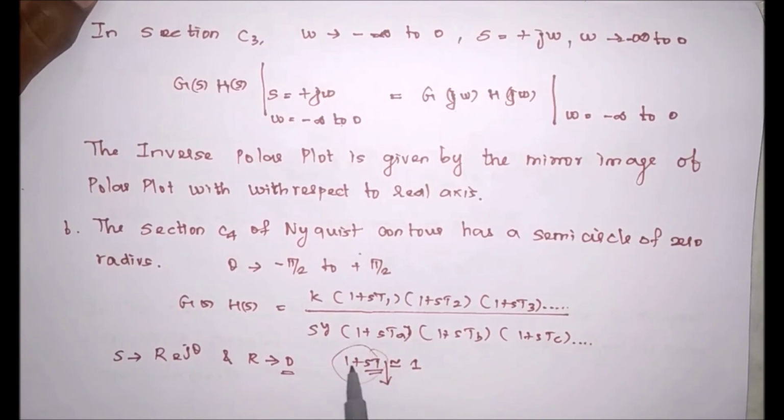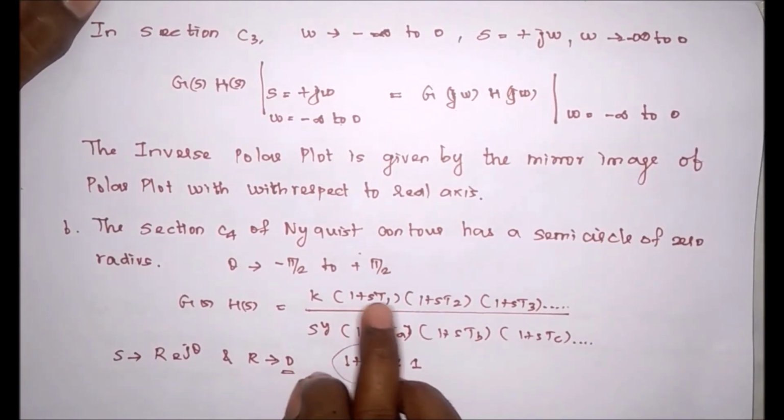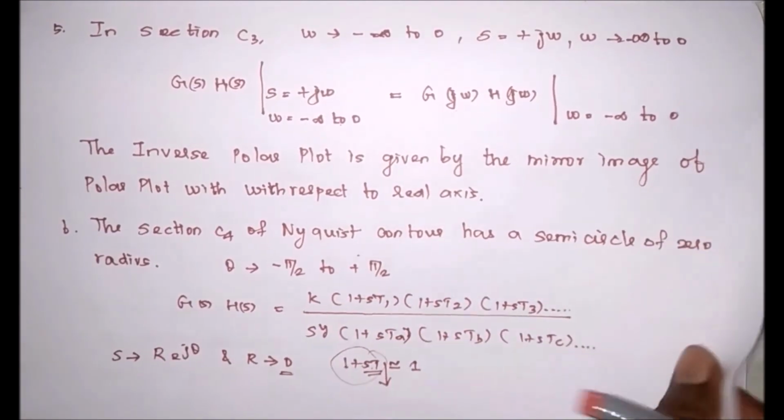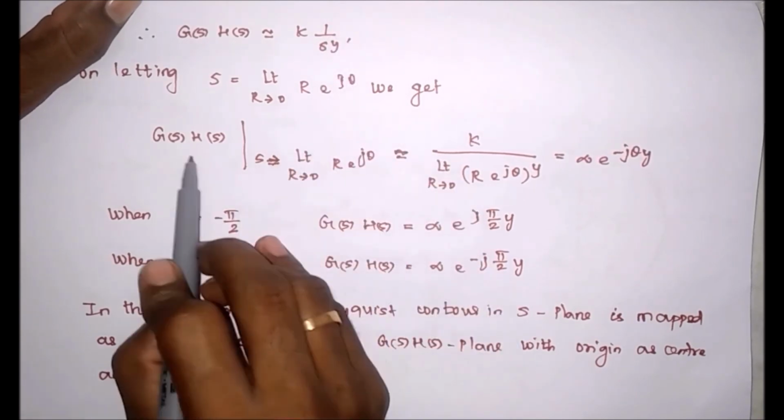So for this system we can approximately equal 1 plus sT into 1. Therefore, instead of 1 plus sT we have to use 1. Therefore we will get K divided by s^y alone.